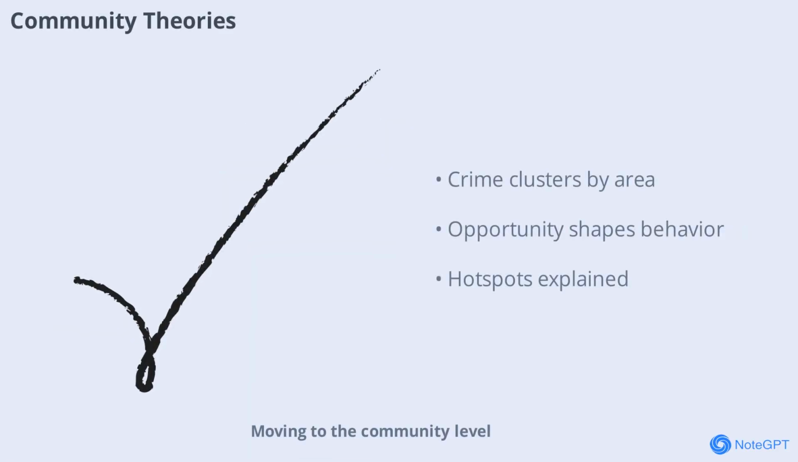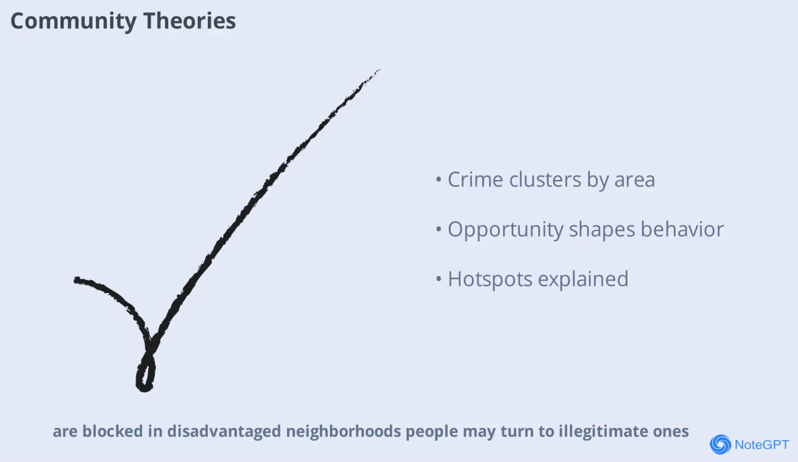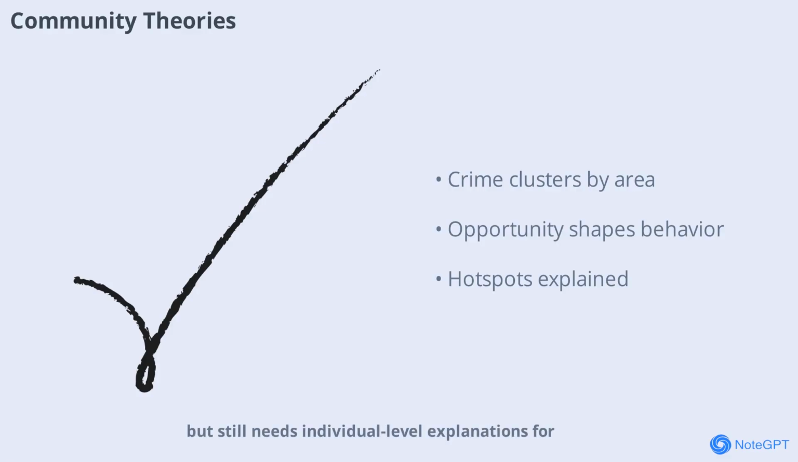Moving to the community level, theories here focus on how crime clusters in specific areas. Differential opportunity theory, for example, suggests that when legitimate opportunities are blocked in disadvantaged neighborhoods, people may turn to illegitimate ones. Neighborhoods with fewer resources and weaker institutions can facilitate illegal alternatives, like informal economies or gangs. This explains why crime hotspots exist, but still needs individual-level explanations for why some residents offend and others don't.